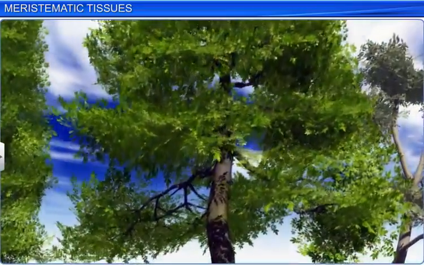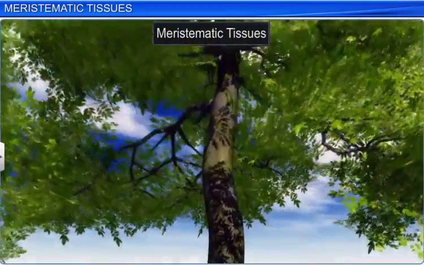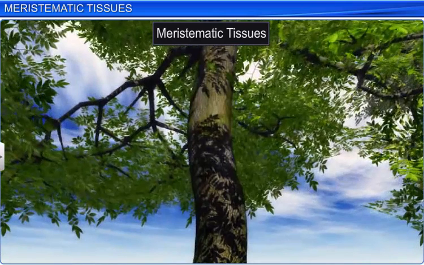Thus, meristematic tissues play a vital role in the primary and secondary growth of a plant.